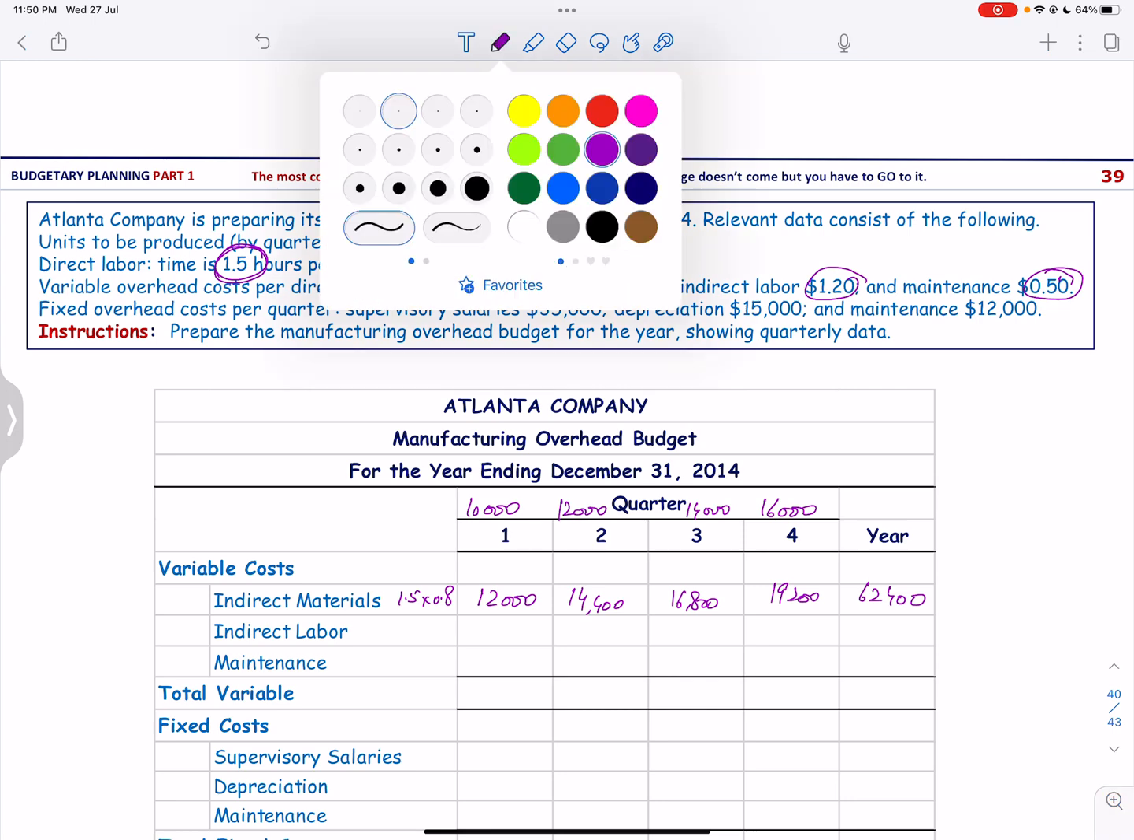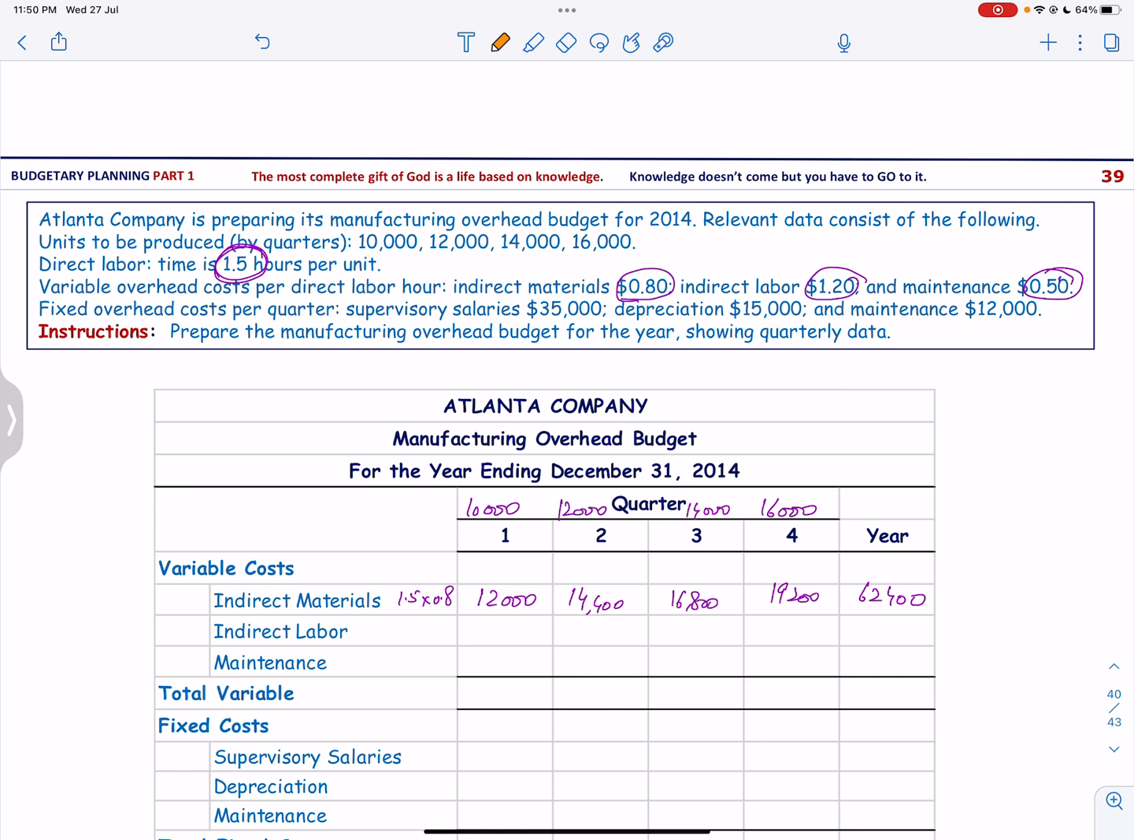For indirect labor, again we are going to have 10,000 times 1.5, and indirect labor is 1.2. So it will be 1.5 times 1.2 times 10,000, so that will be 18,000. Second quarter will be 21,600. Third quarter will be 25,200. Fourth quarter will be 28,800, and the total will be 93,600.